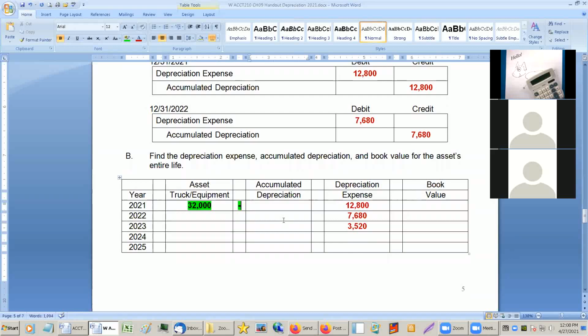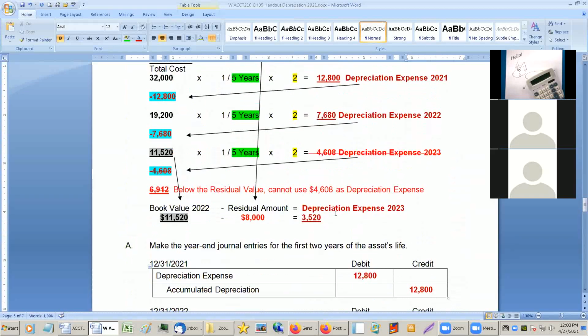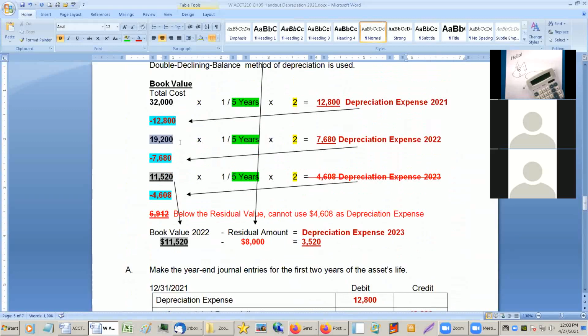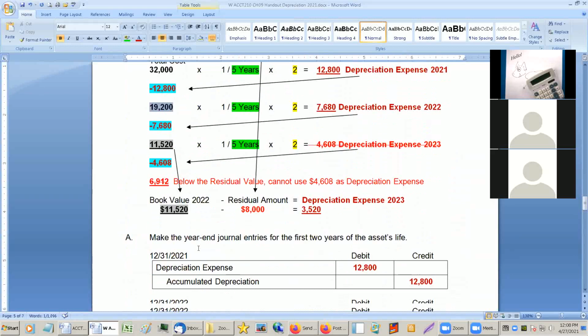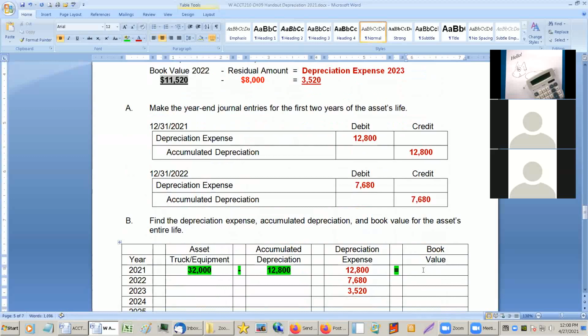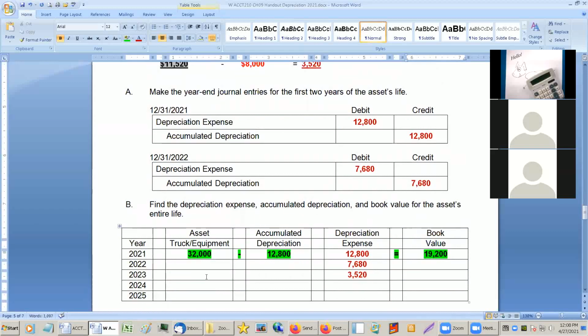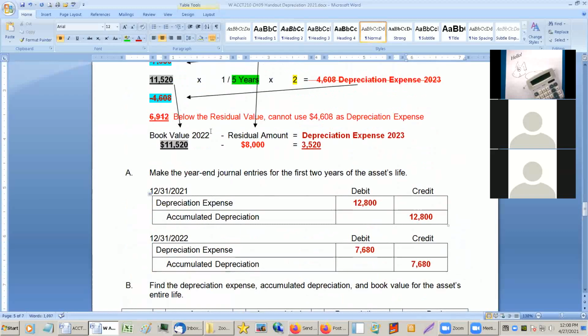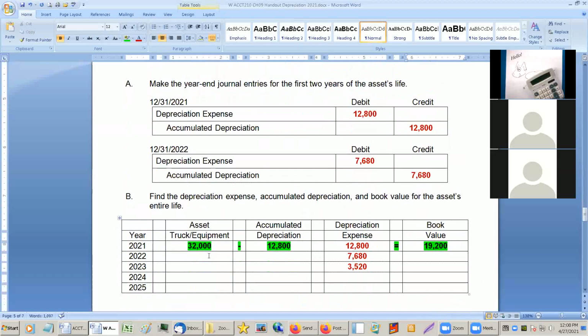The depreciation for the first year will be the same as that, 12,800. And we actually already did this. The book value is 19,200. Once you get it done, once you do this, it's not too bad.